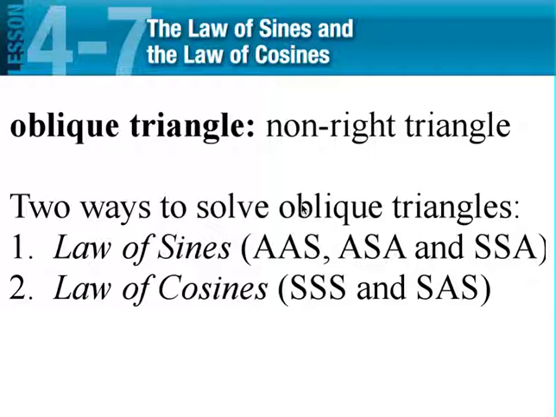We actually have two ways to solve oblique triangles. We have the law of sines and we have the law of cosines. Notice in parentheses I have some of these letters, and hopefully you'll remember what they mean. We will use the law of sines when we know angle, angle, side. Remember that from geometry? And then angle, side, angle. And then side, side, angle, which we will cover tomorrow.